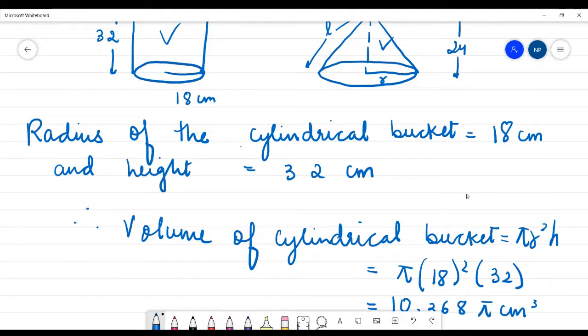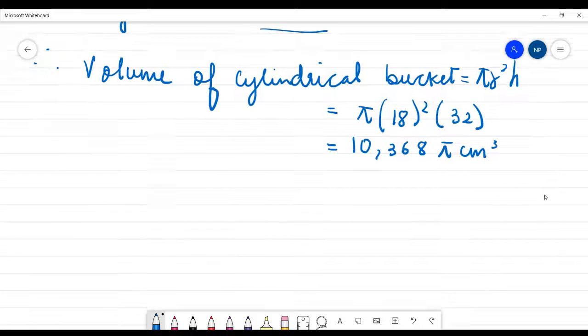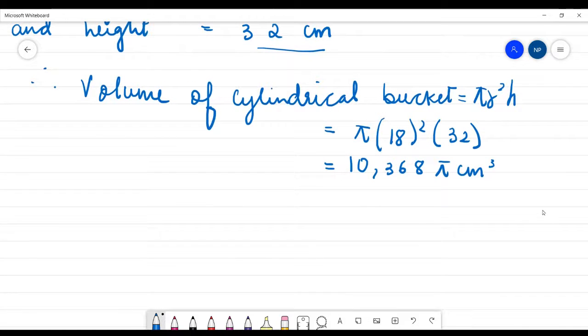So first of all, let us write down what is given in the question. Radius of the cylindrical bucket is given as 18 centimeter. Height is given as 32 centimeter. With these two things, we can easily find out the volume of the cylindrical bucket. So volume of the cylindrical bucket will be, we all know, pi r square h. On substituting the values, you will get 10,368 pi, I have not solved it yet because it will be eventually cancelled, centimeter cube.